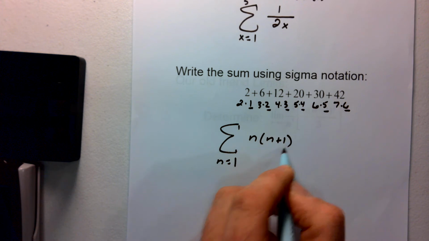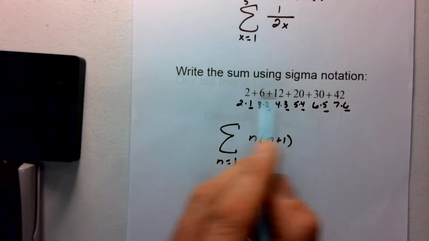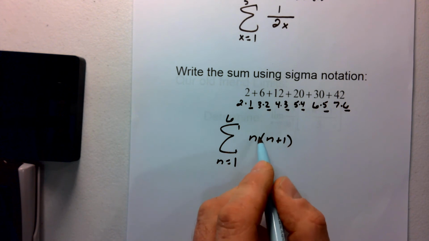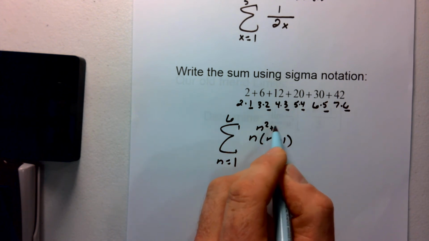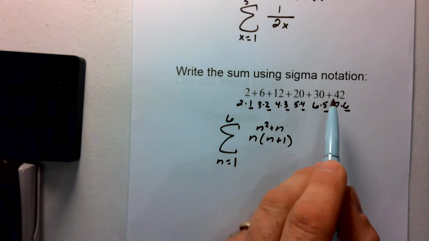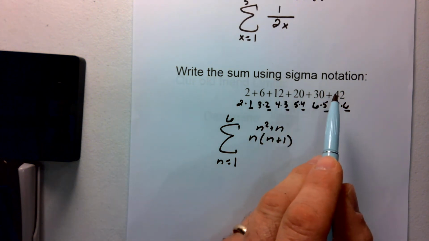So n plus 1, where I stop when n equals 6. You could, if you want, multiply it out and you get n squared plus n. There are other ways that you can go about finding that equation. It is a quadratic equation.